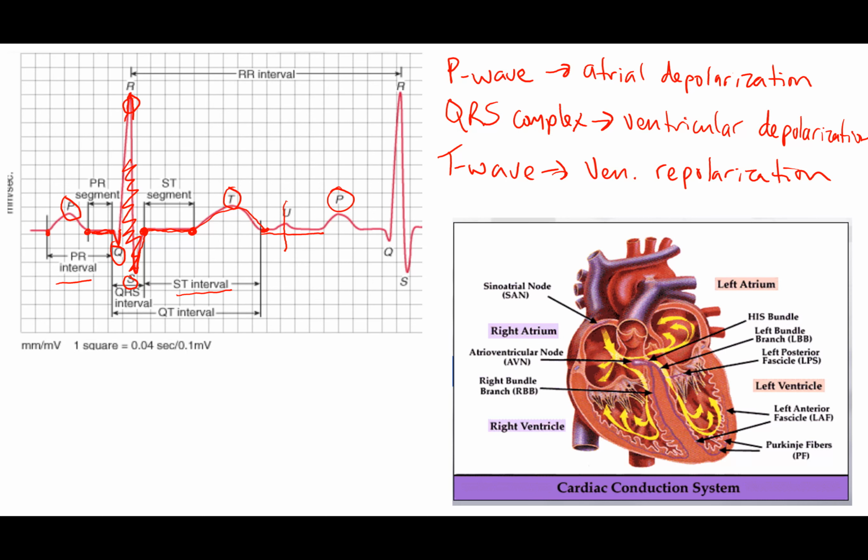You can also do a QT interval, which takes from the beginning of the QRS to the end of the T. And this QT interval is probably more often used clinically than the ST interval. So QT interval is important to remember, from the beginning of the Q to the end of the T. How much time did that take? And time is really measured by the vertical line.